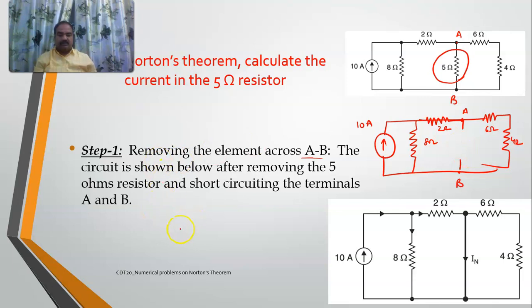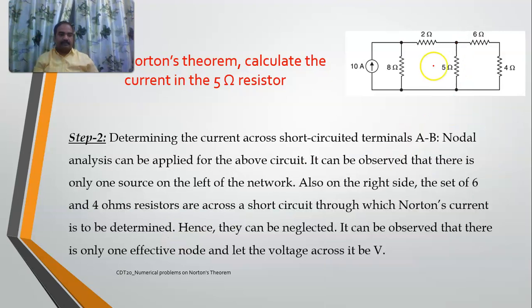So what is step 2? Step 2 is about determining the short circuit current. For that, I have short circuited these AB terminals. IN can be obtained by shorting A and B terminals. So I have shorted this A terminal and B terminal. Whatever the current which flows through this shorted circuit, that is going to be your IN. So this is shorted here.